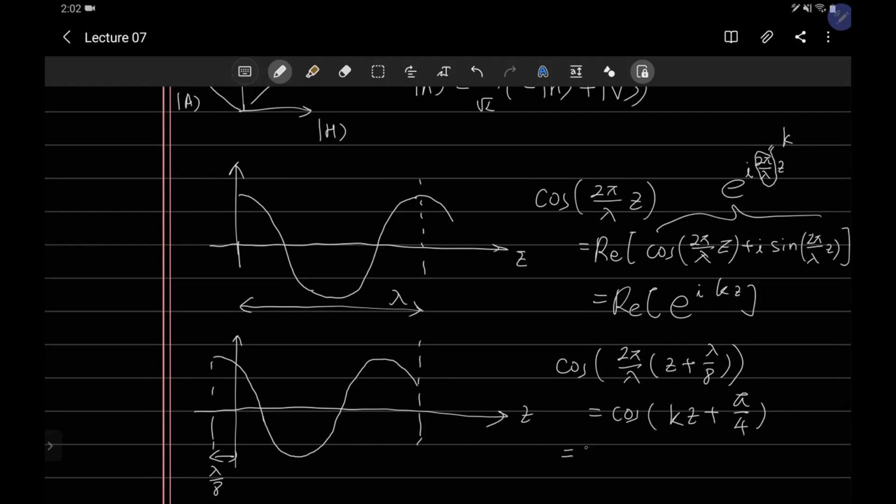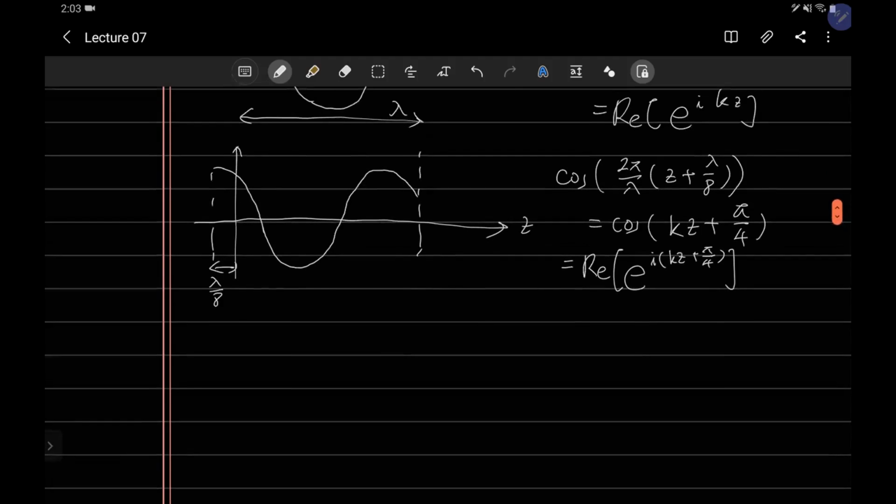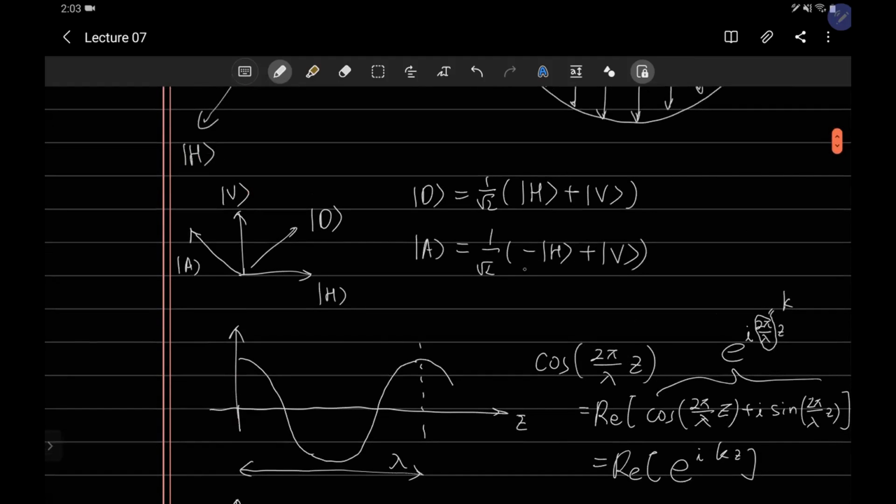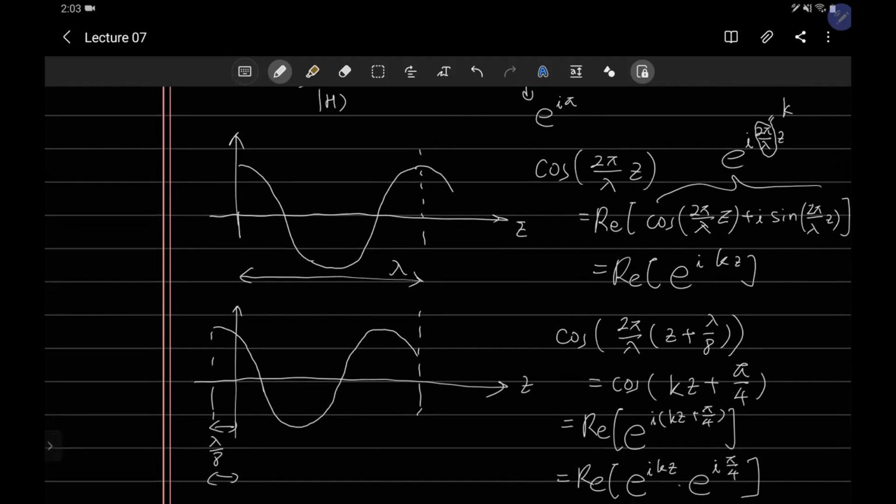Once we have this one, we can rewrite it in terms of the Euler relation. So it is exponential i times kz plus pi over 4. Or this can also be represented by exponential i kz times e to the i pi over 4. Something like this. So now this pi over 4 came from the amount of this shift, and this minus sign can also be interpreted as exponential i pi. So this minus sign actually means that this wave is shifted by lambda over 2, so half of the wavelength.